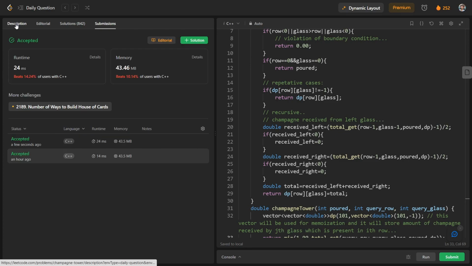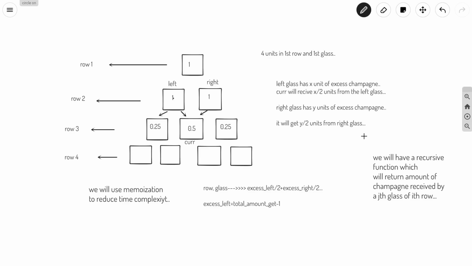So I will again try to explain this code. So basically what was the main logic for solving this question. If we want to calculate the total amount of champagne which is stored in this particular current glass, we can say that the champagne will be received from the left part and the right part. So we will calculate the amount of champagne received from the left part and from the right part. We have discussed here that the champagne received from the right part or left part will be nothing but half of the excess of the champagne.